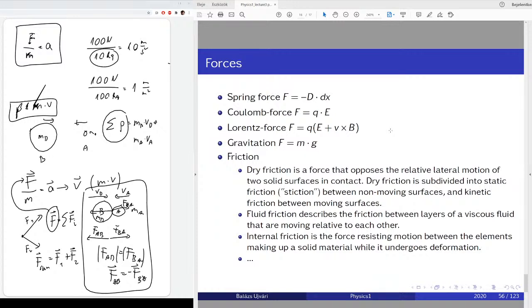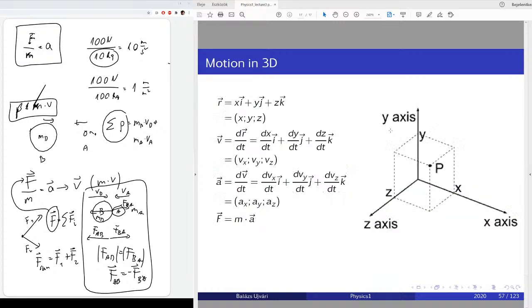So these are the forces we can feel: the spring, Coulomb, Lorentz, gravitational, and of course the friction. We will learn a bit more about friction in the next lessons. And we will continue with the motion in 3D next time.